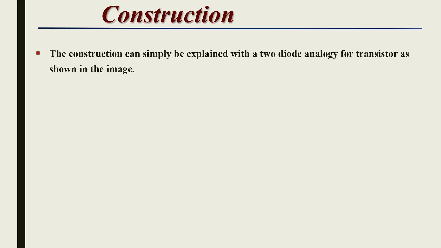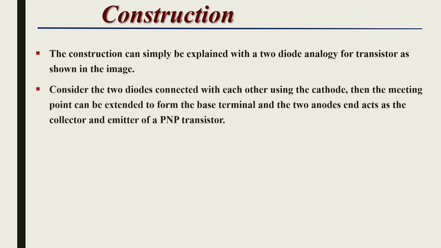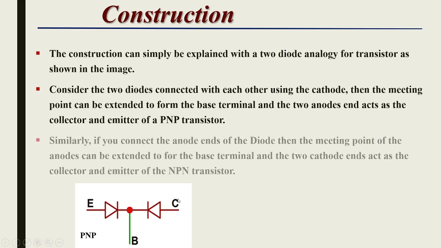The construction can simply be explained with a two-diode analogy for a transistor, as shown in the image. Consider two diodes connected with each other using the cathodes. Then the meeting point can be extended to form the base terminal, and the two anode ends act as the collector and emitter of a PNP transistor. So if we connect these two diodes, we can form the PNP transistor, with the common cathode point called the base, and the two anodes treated as the emitter and collector.